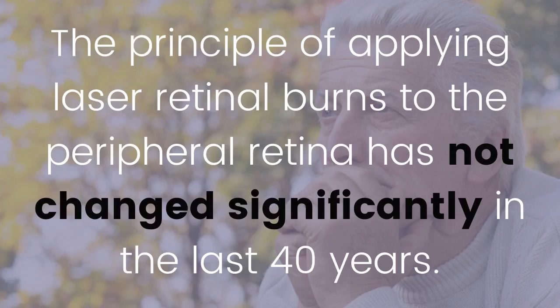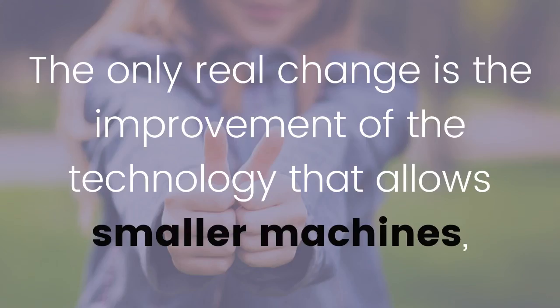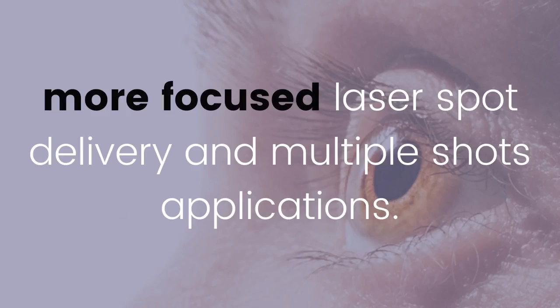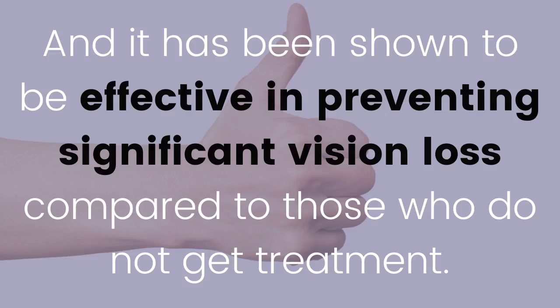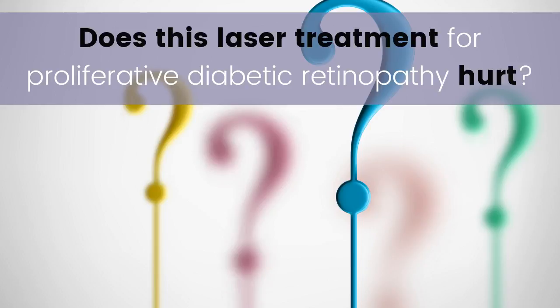The principle of applying laser retinal burns to the peripheral retina has not changed significantly in the last 40 years. The only real change is the improvement of the technology that allows smaller machines, more focused laser spot delivery, and multiple shot applications. The effectiveness of the peripheral retinal laser, or pan-retinal photocoagulation, has been validated in excellent research studies. And it has been shown to be effective in preventing significant vision loss compared to those who do not get treatment. Does this laser treatment for proliferative diabetic retinopathy hurt?